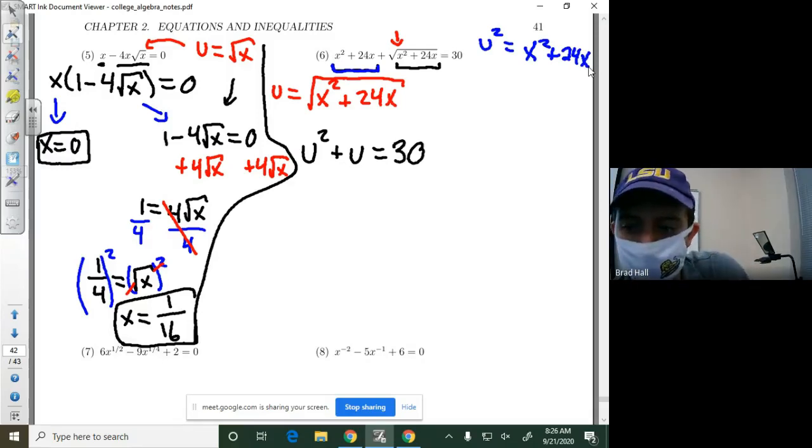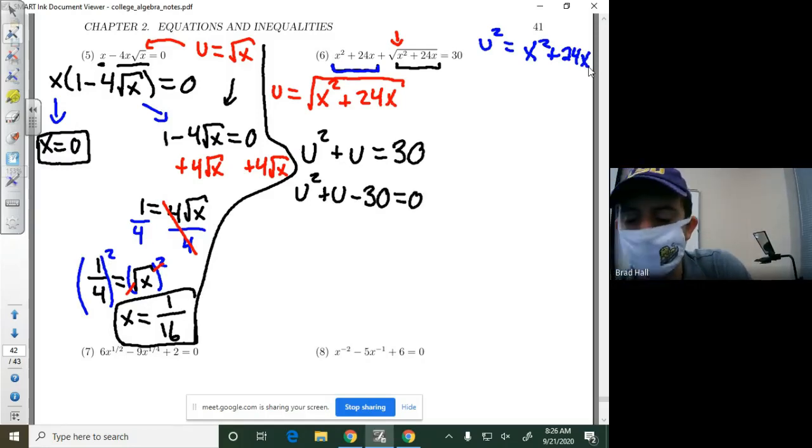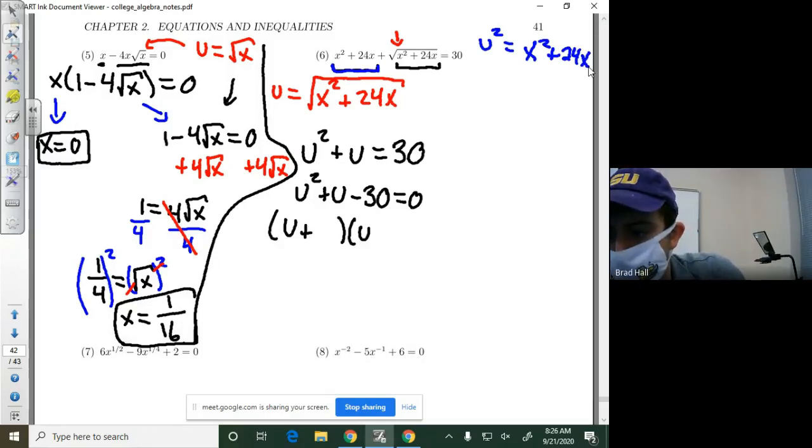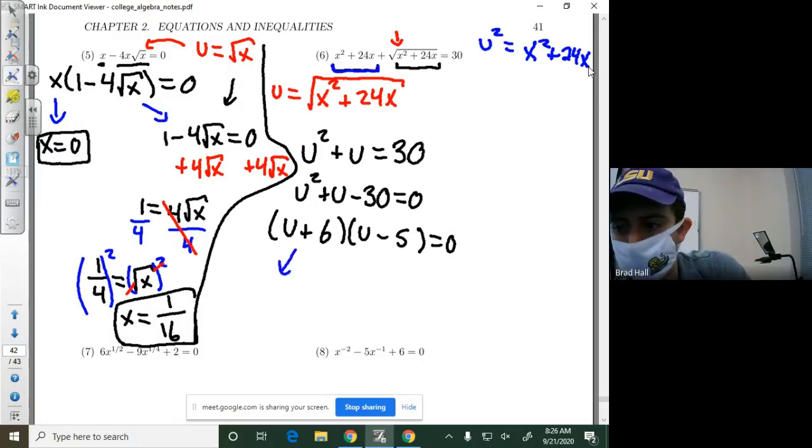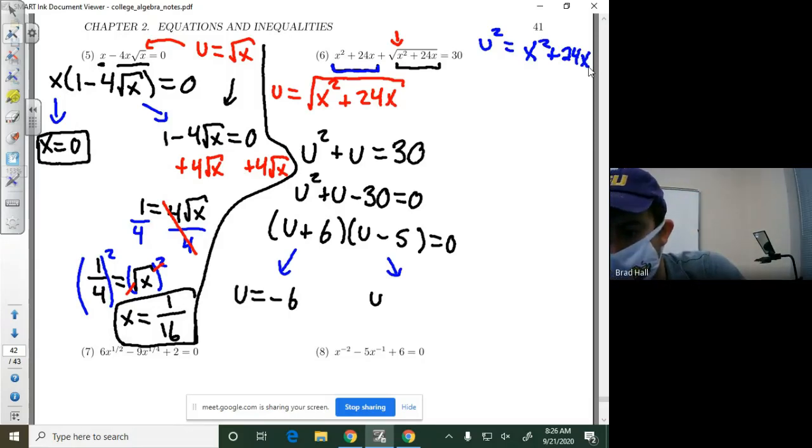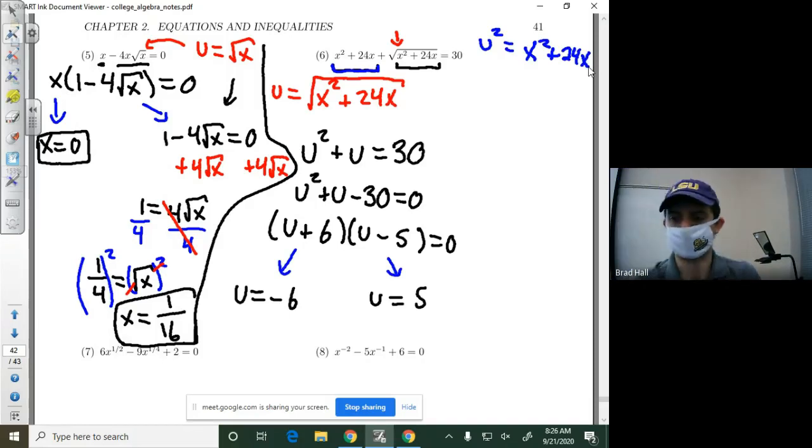And we can go ahead and bump the 30 over. Just like that. So that way we can factor this. So we'll have a u plus and a u minus, probably 6 and 5, seems about right. So we get -6 from this one and +5 from this one.